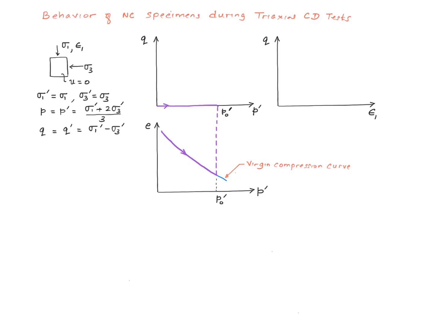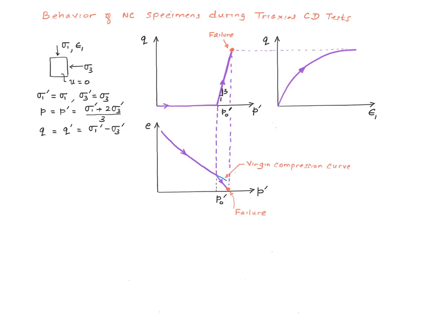I'm going to plot typical results for three different tests. In test number 1, I'm normally consolidating my specimen to a confining pressure of P naught prime, and then I'm going to shear it. Of course, here we are talking about a CD test, right? And therefore the shearing is going to be done in a standard triaxial manner, but under drained condition. I have plotted typical results in all three spaces.